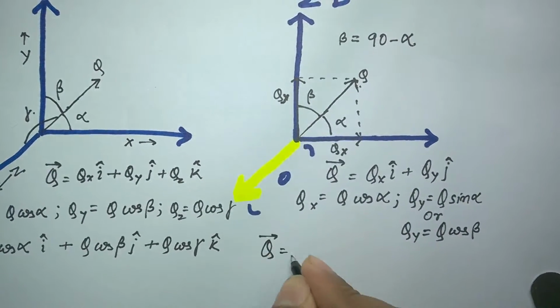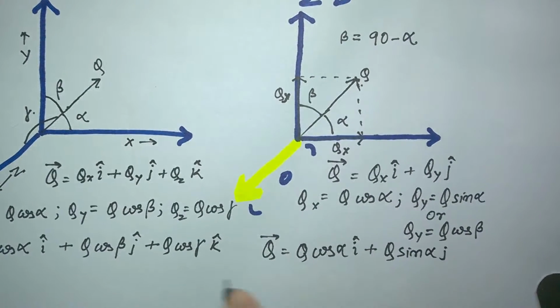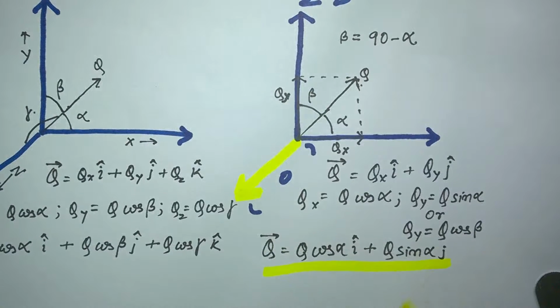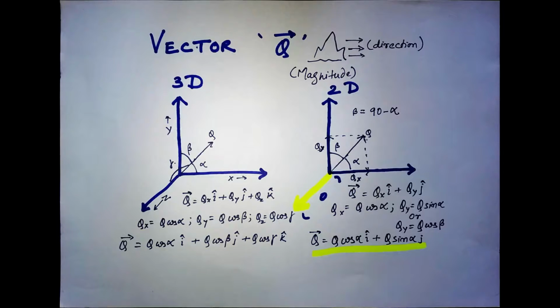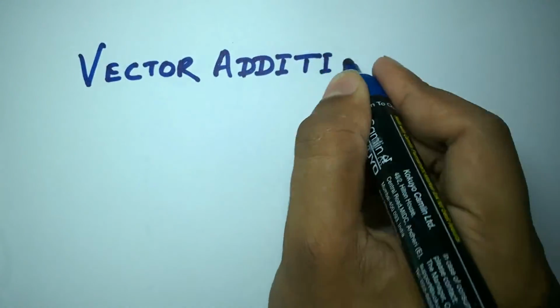So the equation in full can be written as follows, and you can note it down, where again i and j are the unit vector notations along x and y axes. Don't feel shy to pause and note it down. After all of this, we can learn about vector addition and subtraction.